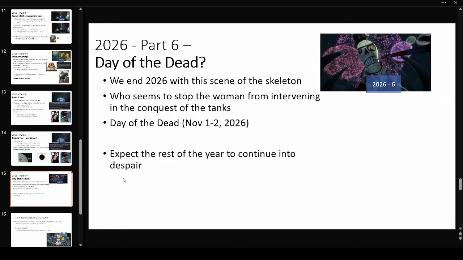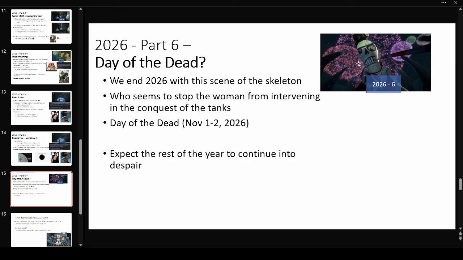And finally, part 6 is the Day of the Dead scene, I think. As soon as they show the skeleton here, it seems to be having some sort of celebration. So I think we end 2026 with this scene, which seems to stop the woman from intervening in the conquest, the death. The Day of the Dead always occurs on November 1st and 2nd, and I think this is signifying the passage of time. All this death and war is never going to stop. It's going to continue on into 2026.